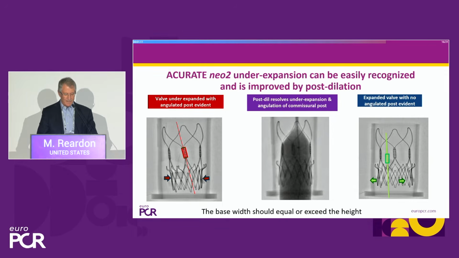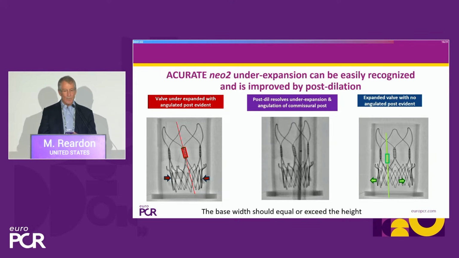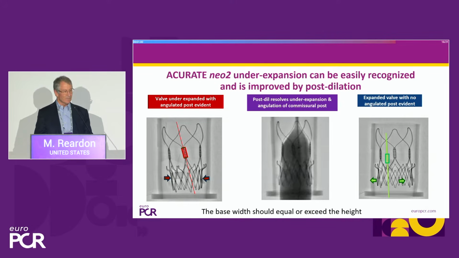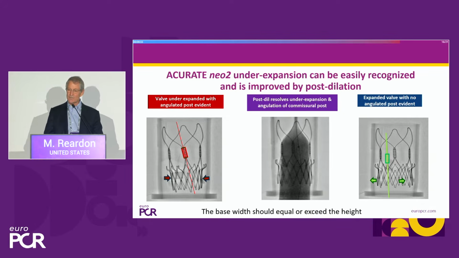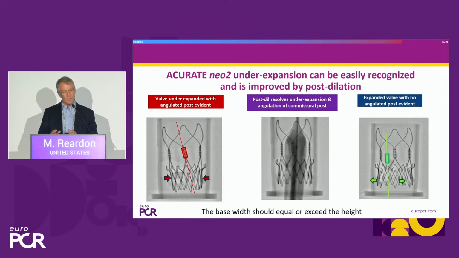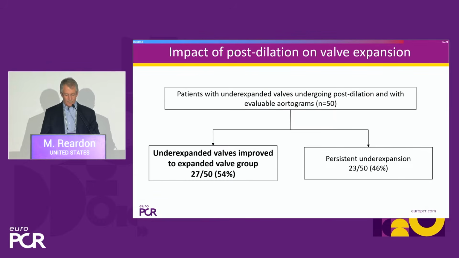And again, this is what it looks like. You look at the valve on the left, you see that the posts are not aligned, and just as importantly, you see that the waist is less than the height. Once you balloon this, you'll see the posts are aligned, and very importantly, the waist should be just as wide as the height of the valve. Now that we know this, it's impossible to unsee this, and when you do this valve, you should do it not only in a coplanar, but you should roll over and look at it in an RAO view also.